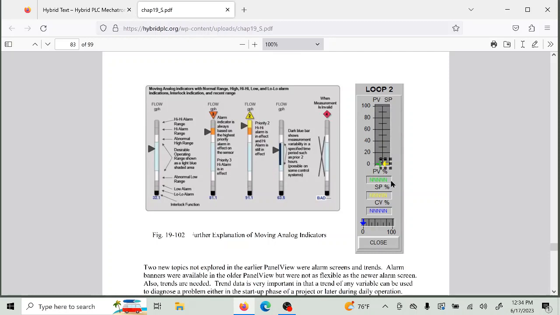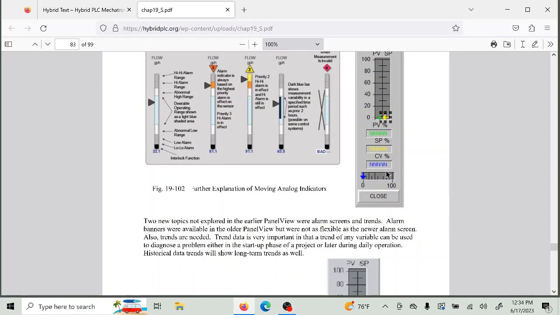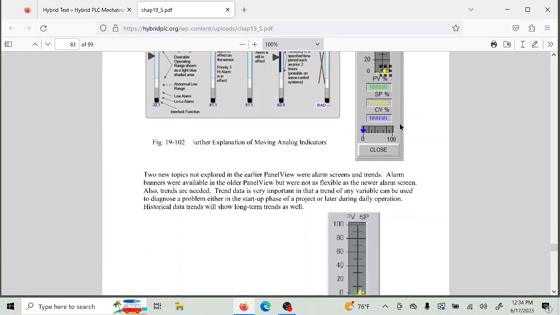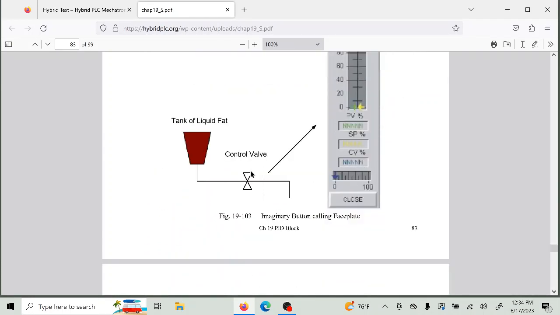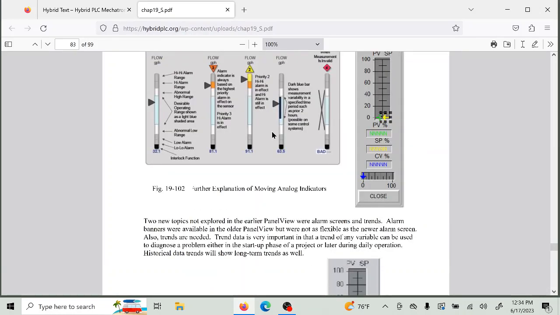screen, which would show you this, or it could show you this and the graph of the historical data of what it's been doing over the last 5 or 10 minutes, or last hour, or last 3 hours, or whatever. And that's what this is about. So you could have a picture of the process if you wanted to as well. In a more complicated process, you could have a number of these.